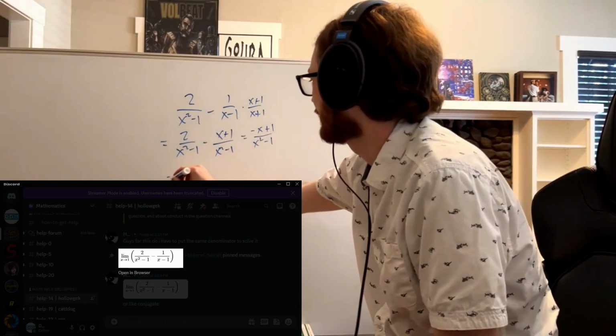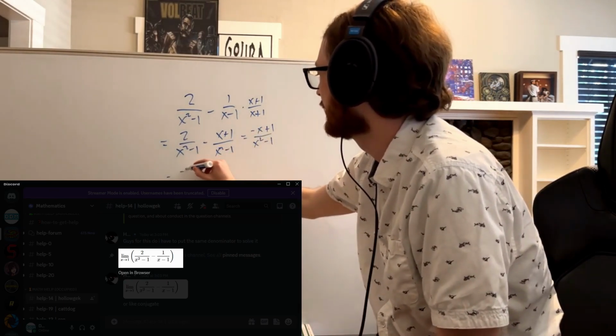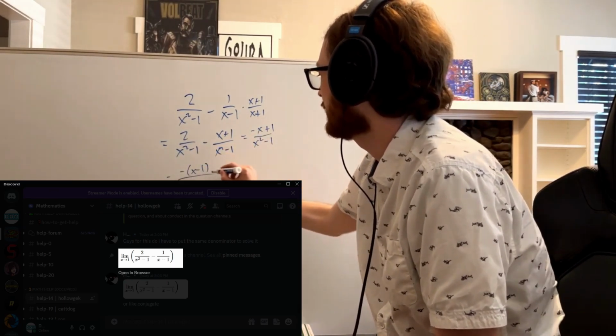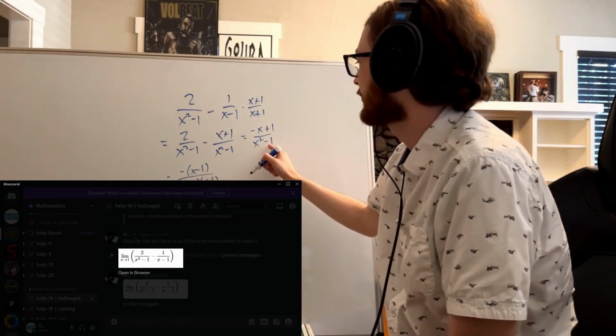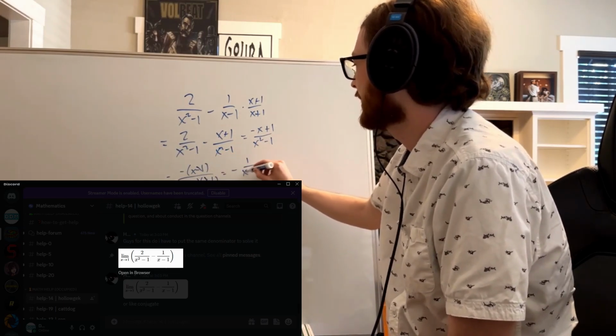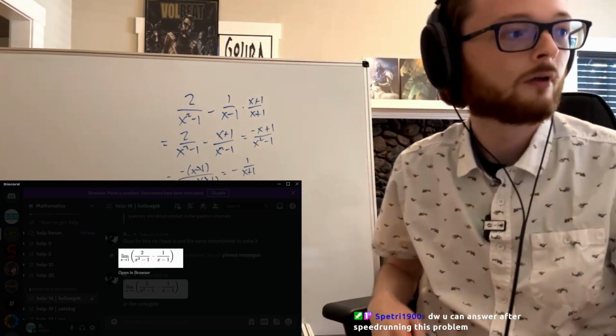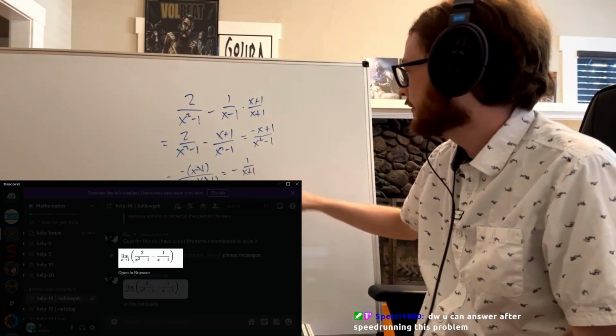I don't know why I'm doing this so sloppy. I'm going to factor out the minus sign from the top. Minus x minus 1 over x plus 1 times x minus 1, just to factor out the bottom. These two cancel. We get negative 1 over x plus 1, and the limit becomes defined now, because as x approaches 1, we get negative 1/2.